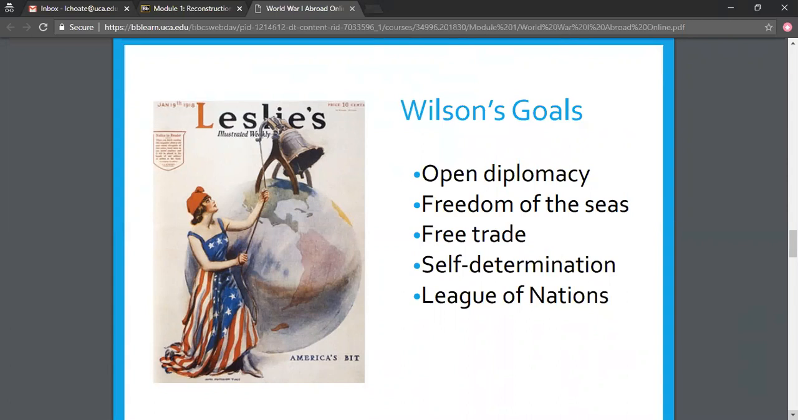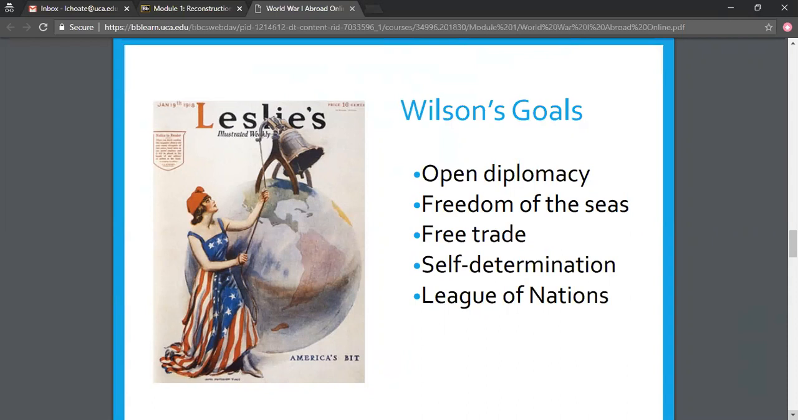Those are the ones listed here. Open diplomacy, freedom of the seas, free trade, self-determination, and the League of Nations. He wants all of these things to be implemented in Europe after World War I. Open diplomacy means that there's going to be no more of these secret alliances that he blames for the war beginning to begin with. He wants freedom of the seas, meaning that people can use public waters without fear of interference. This specifically references German U-boats.